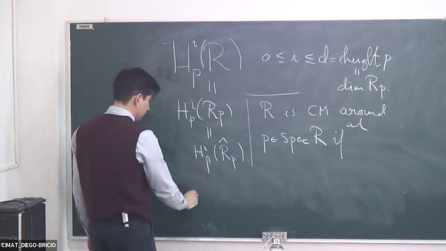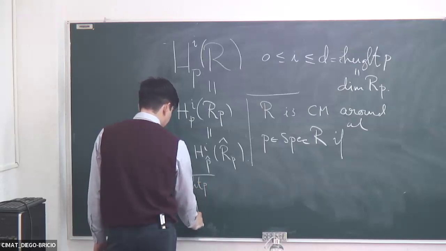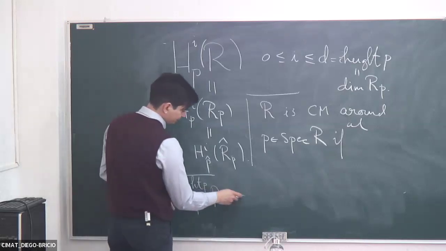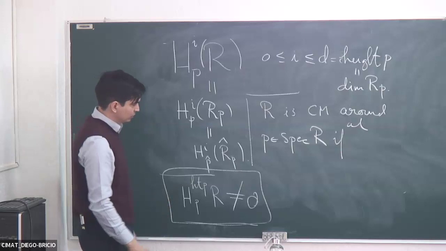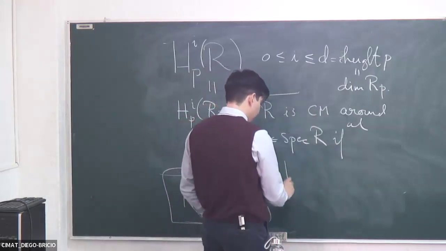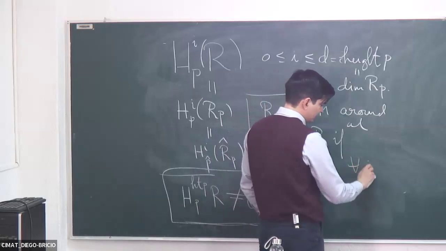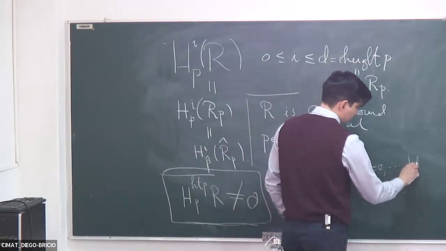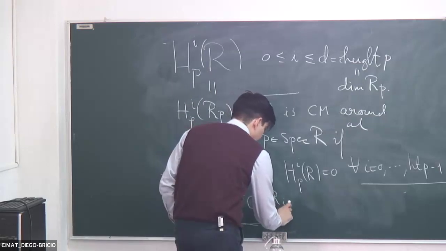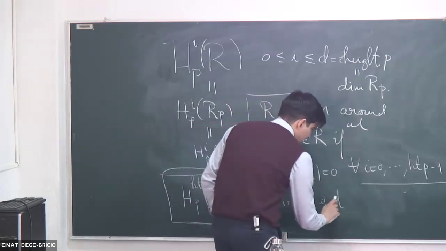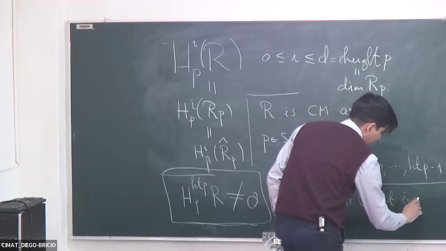The other thing I wanted to say is that in general, if you look at the top one, this is never zero. And in principle, we'll see why today. And so it is Cohen-Macaulay around P if you have the following vanishing: this is zero for all i equal to zero all the way to height of P minus one. And R is Cohen-Macaulay if it is Cohen-Macaulay at every point, let's say, at every P.